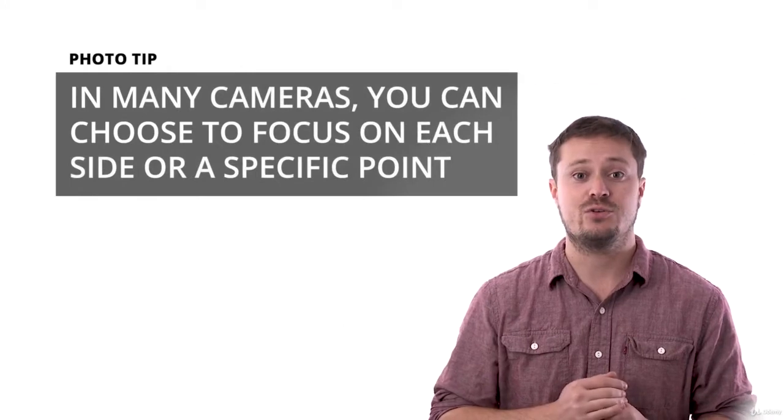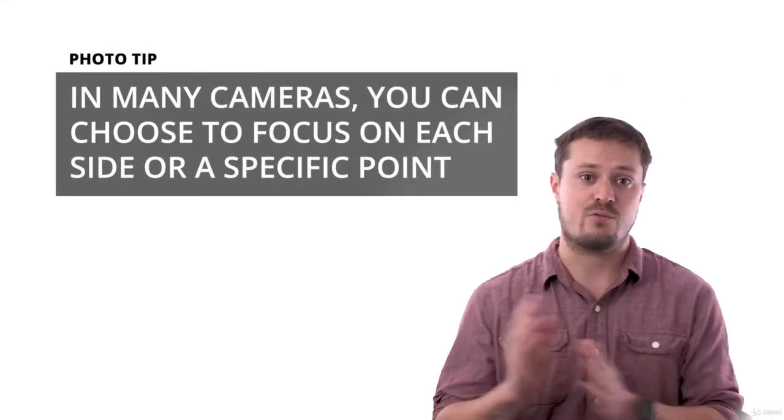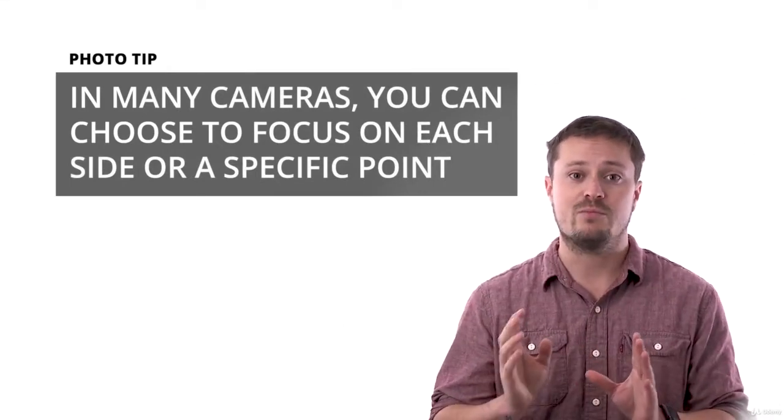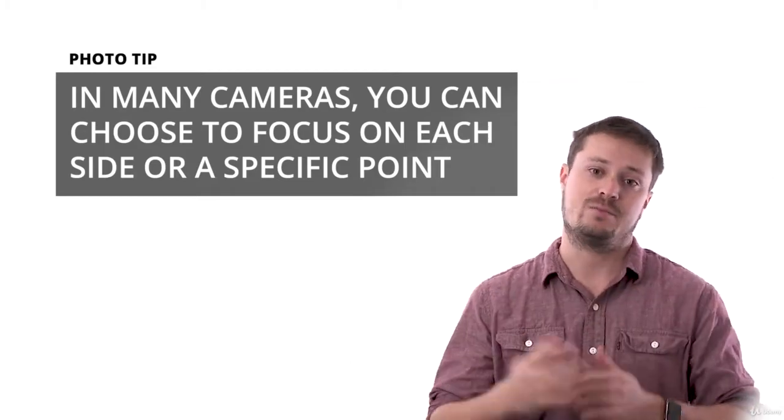Other times, you can choose different zones like the left or the right side of the frame, or even be able to move the zone exactly to where you want it to be. For example, if you're shooting a lot of photos using the rule of thirds and your subject is always on the right side, you may want to choose an autofocus mode where the camera is always focusing on that side.